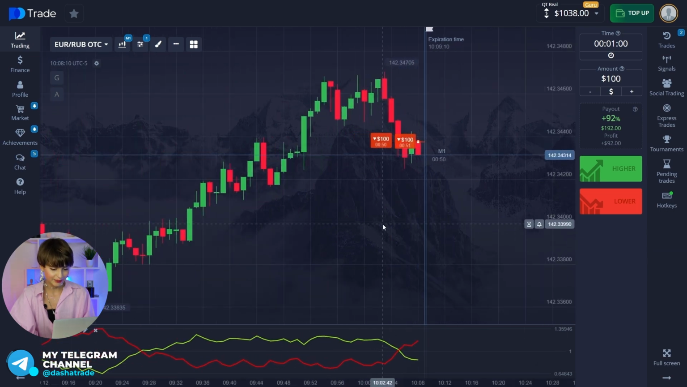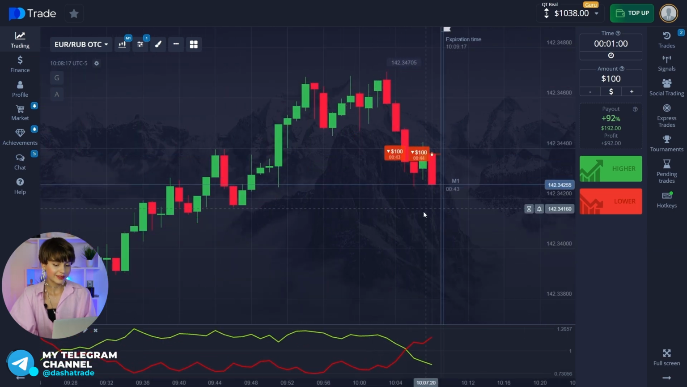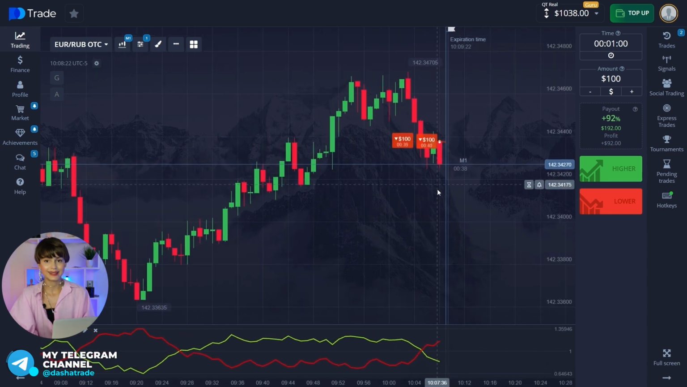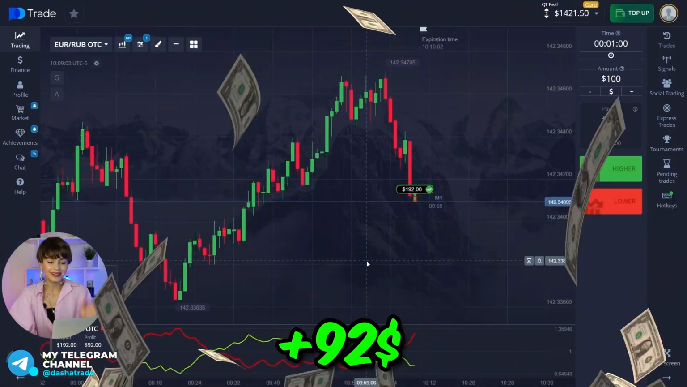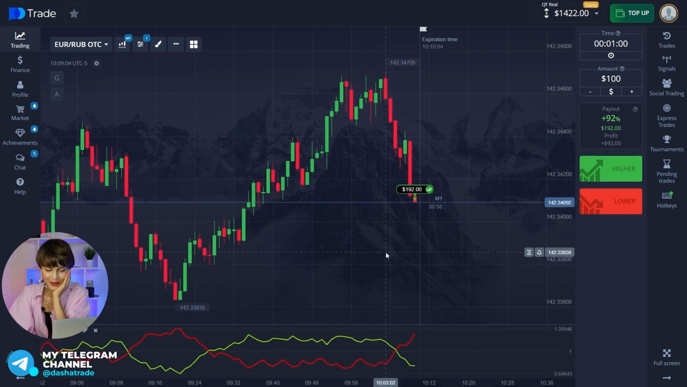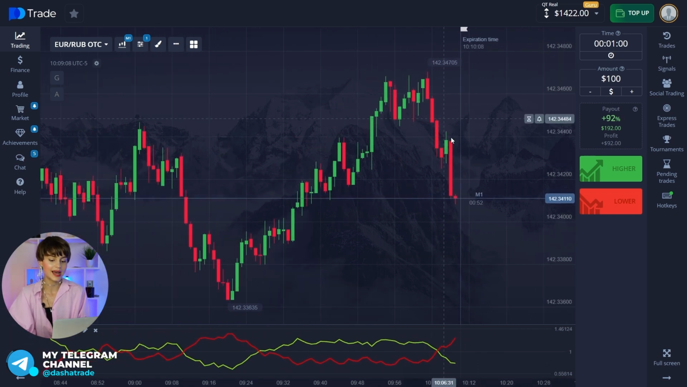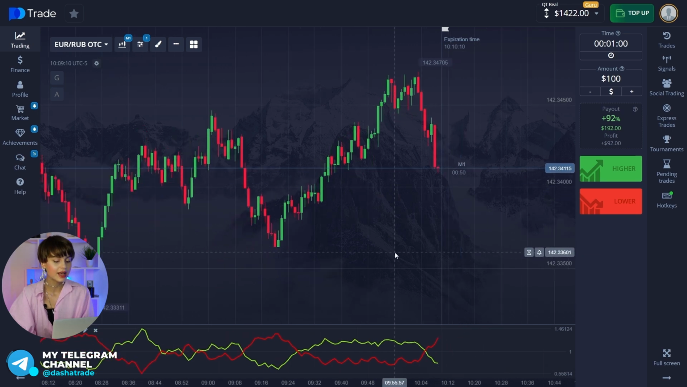Okay, let's see. There were 3 red candles before and 1 green candle, and I see a few more red candles. And we confidently closed the deal in a profit. So we covered the previous loss, everything worked out perfectly. Just as I've already said, we had 1 huge red candle, such an impulse.